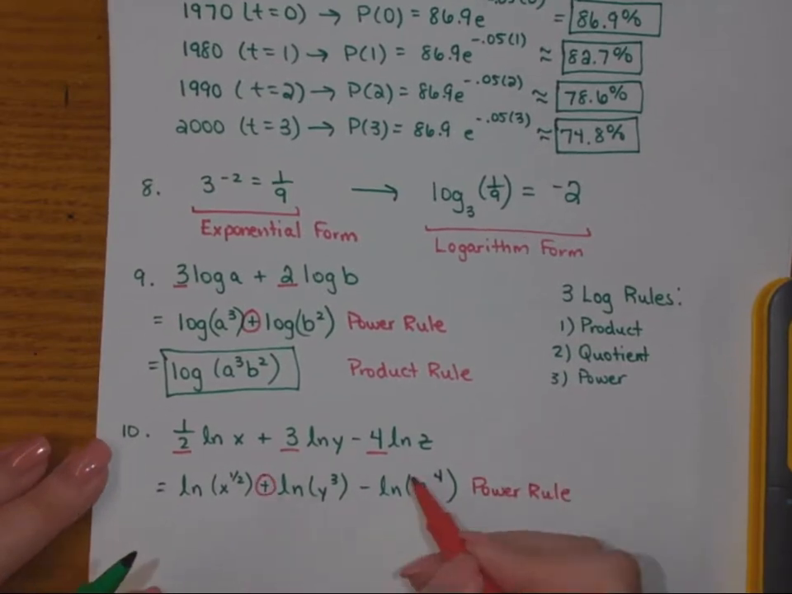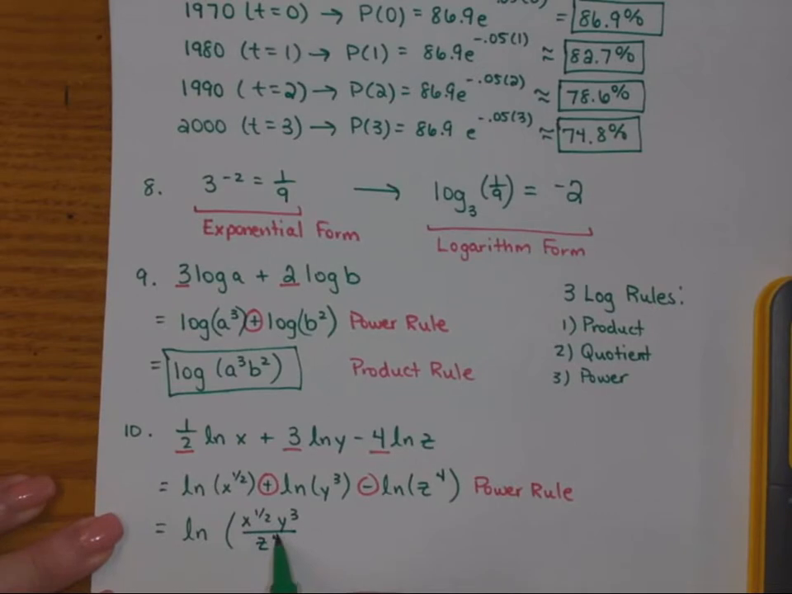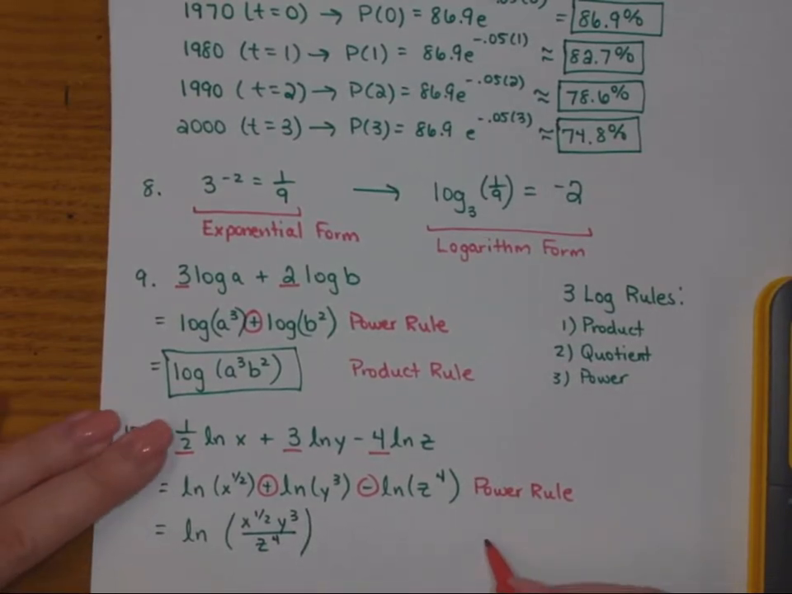And then notice we have two signs going on. We're adding the first time and then we're subtracting the second time. So we're actually going to use two different rules. So it's going to be the natural log of x to the 1/2 y cubed. But then because this is being subtracted, it means it's a negative exponent, so it goes to the bottom. This is because of the product and quotient rule, actually.